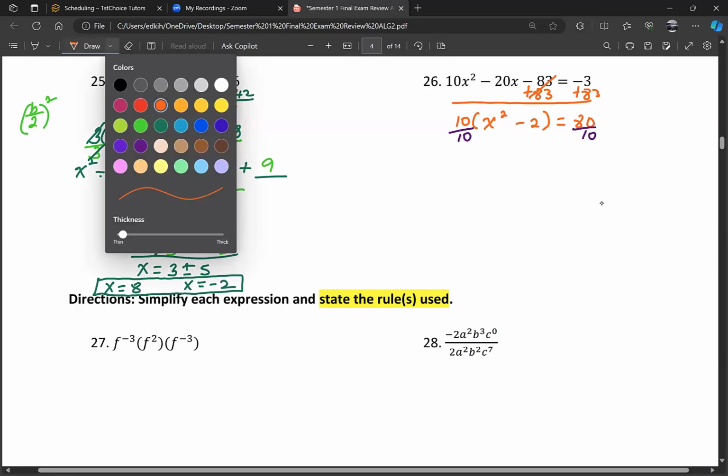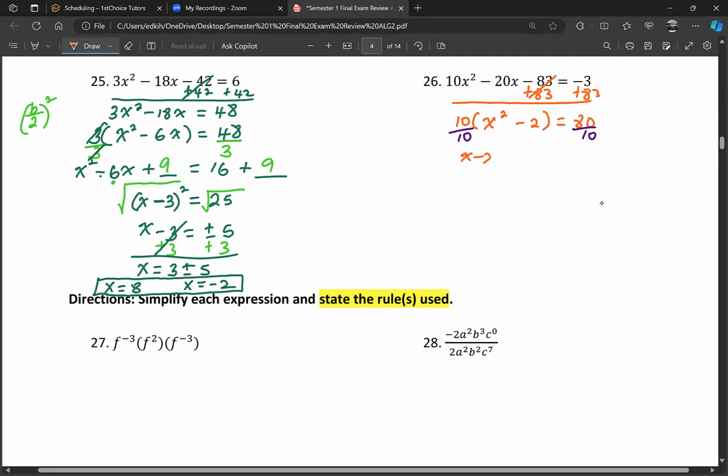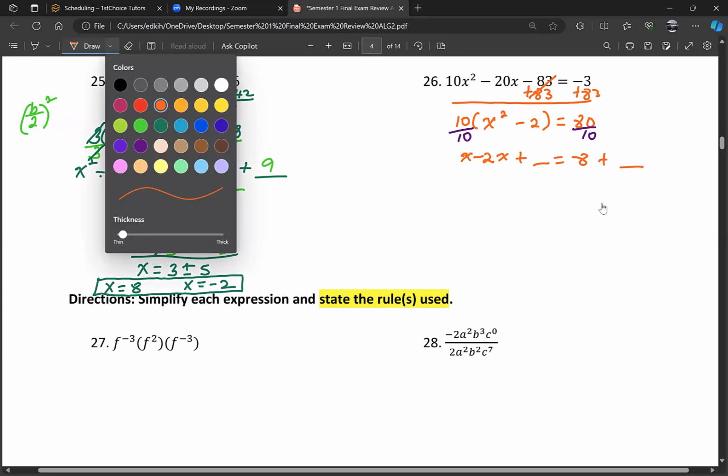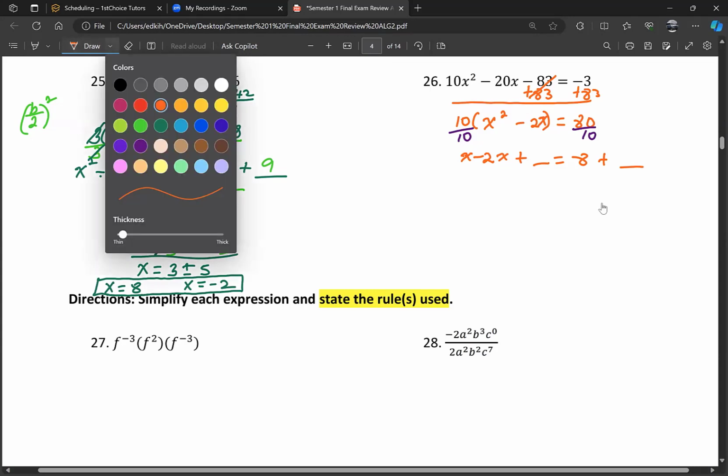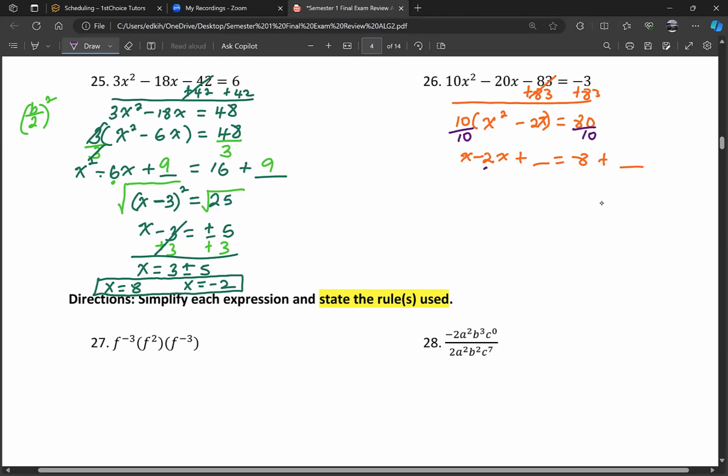So what do we now have? x squared minus 2x plus blank equals 8 plus blank. Oh, I forgot the x here. I'm sorry. That should be 2x, not just a 2. So now let's fill the blanks using b over 2 squared. So b is a 2 this time. 2 divided by 2 is 1. 1 squared is 1. So 1 and 1.